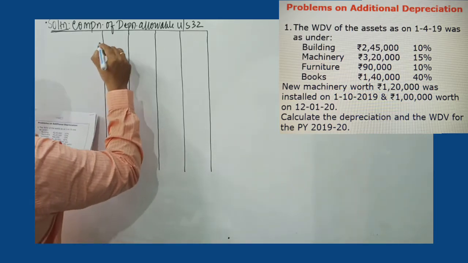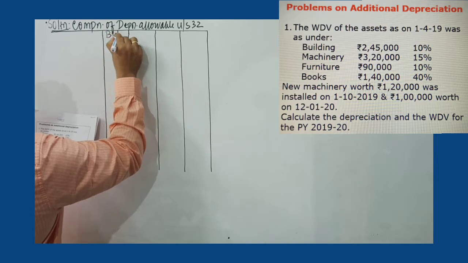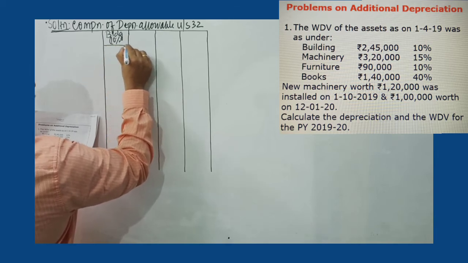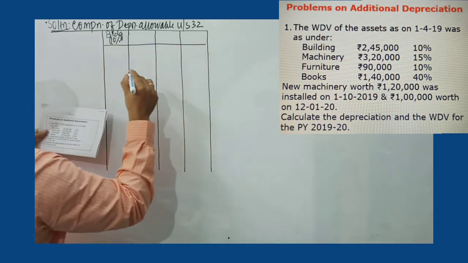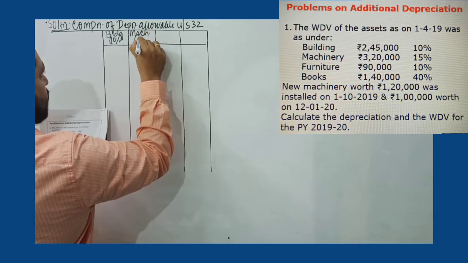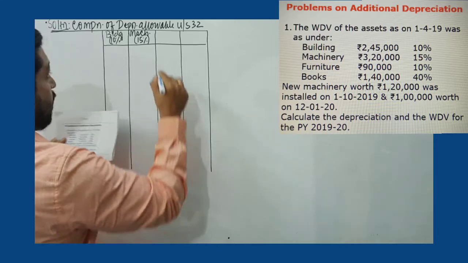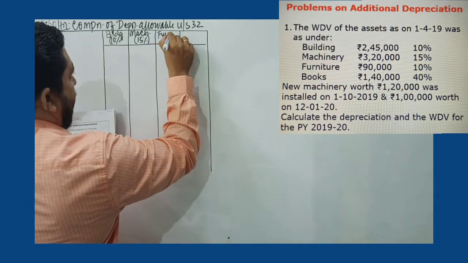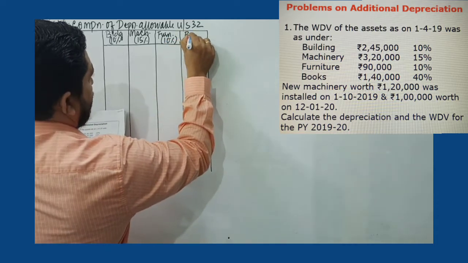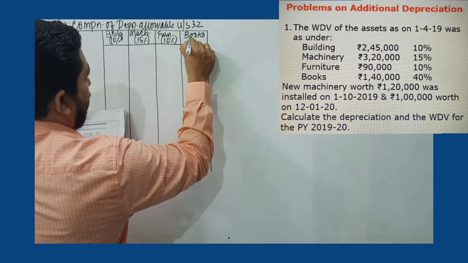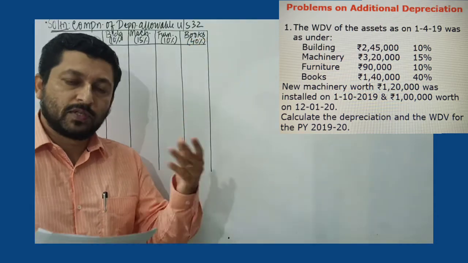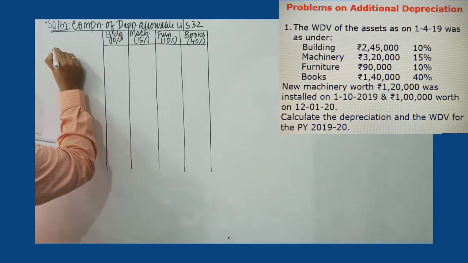So first column I will record buildings and the block rate I will record it as 10%. Then the second block is machinery, the block rate is given is 15%. Then we have furniture, the block rate is 10%, and then we are given with books, the block rate is 40%.